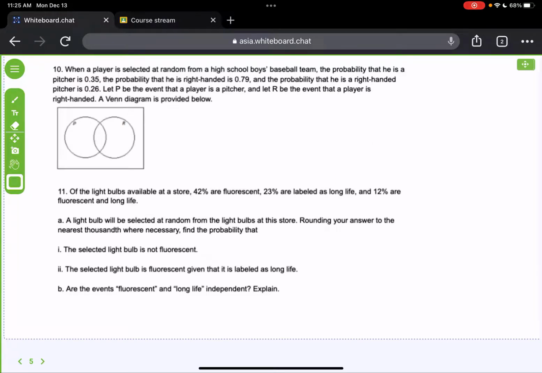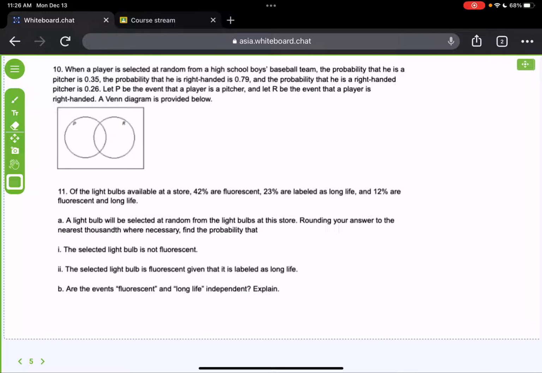Page 5. When a player is selected at random from a high school boys baseball team, the probability that he is a pitcher is 35 hundredths. The probability that he is right-handed is 79 hundredths. And the probability that he is a right-handed pitcher is 26 hundredths. Let P represent that he's a pitcher, R represent that he is right-handed in the Venn diagram.